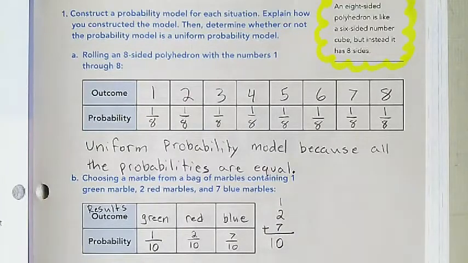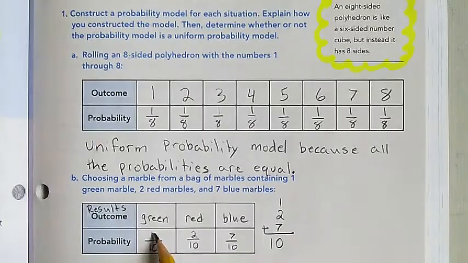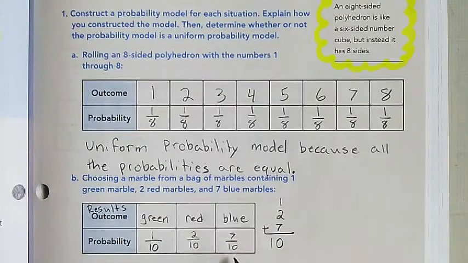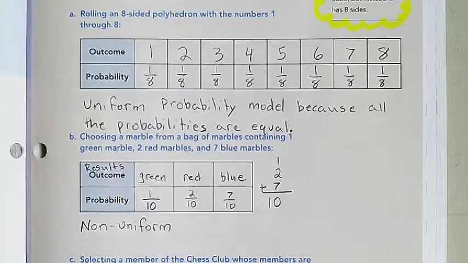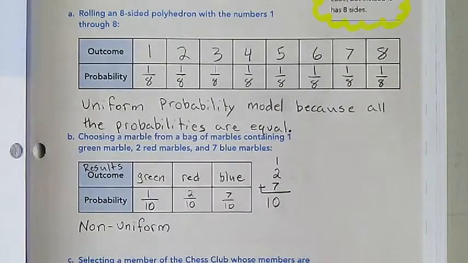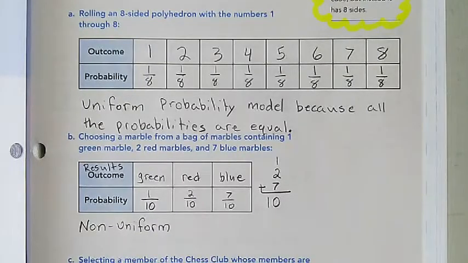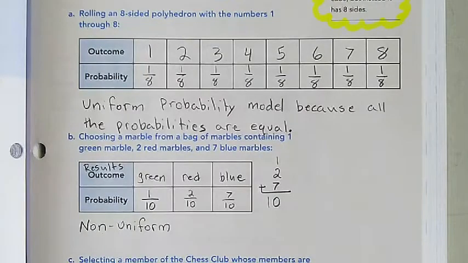This is not uniform because they're not the same. Correct. 1/10 plus 2/10 plus 7/10 does equal 10/10, 1 whole. This one's non-uniform because they are not the same number. They are not the same probabilities. Great job. So we tell if they're uniform or non-uniform by the numerator? Yes. We can tell whether they're uniform or non-uniform by the numerator. Because there's a different number of each color of marble, we know it's going to be non-uniform.